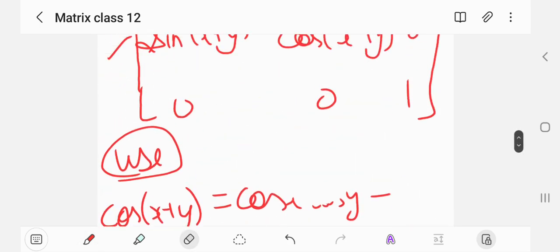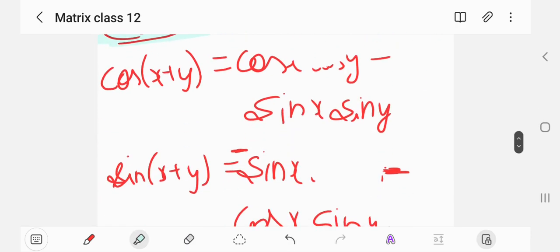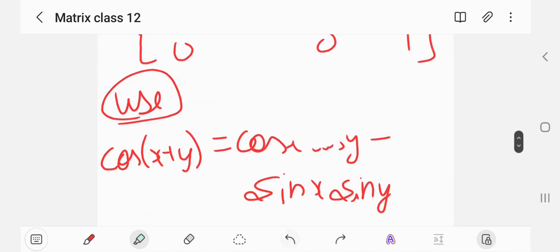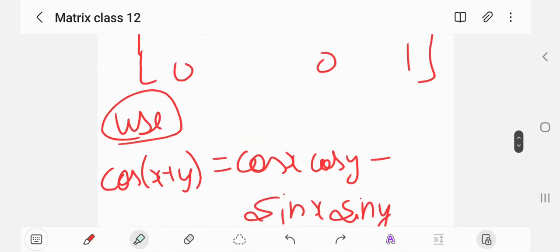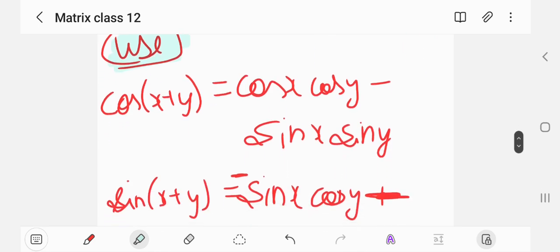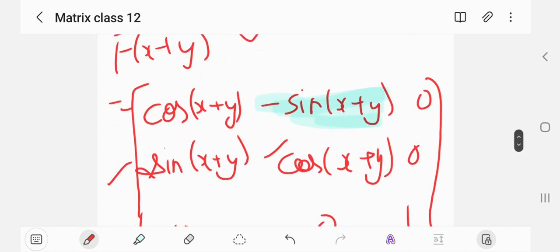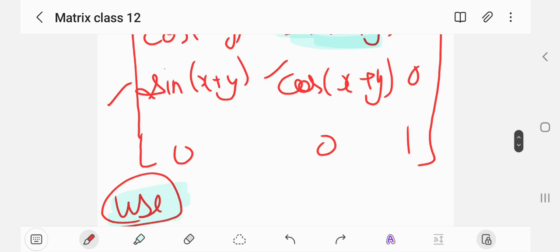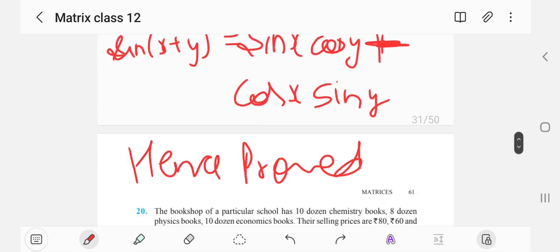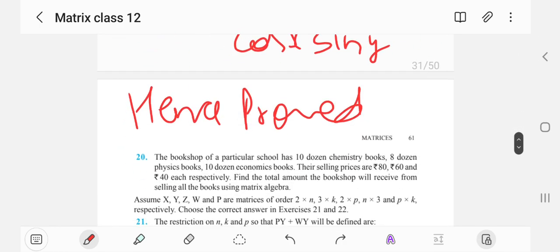I hope this is clear to you. You just have to keep in mind these two formulas, which you might have remembered also, right? Just remember all these formulas, that's it. Here the actual formula is positive, but due to the negative sign here, it will become negative. Okay, this is how this question will be done. I hope it is also clear to you.